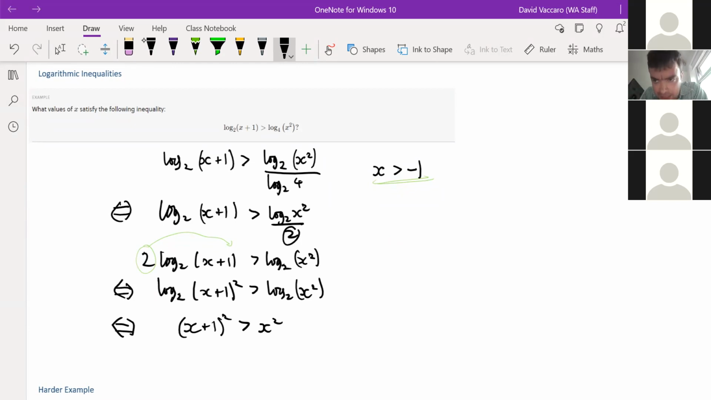Is that step valid? And I imagine most of you will say yes, because it is valid. But then the most important question I'm going to ask now is, why is that valid? Why can I get rid of the log 2? What justifies this step?